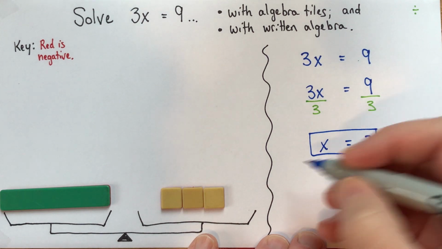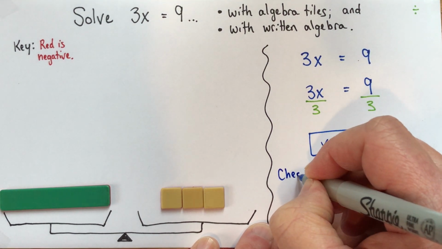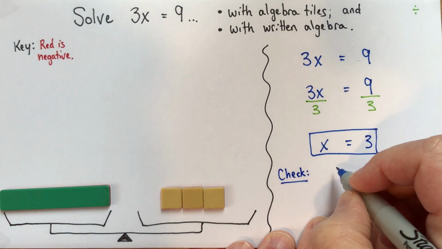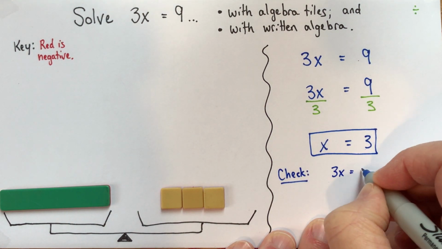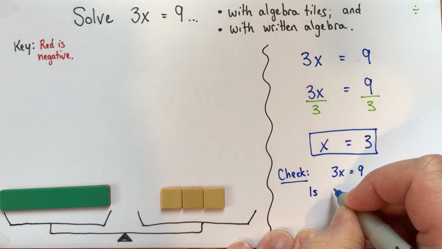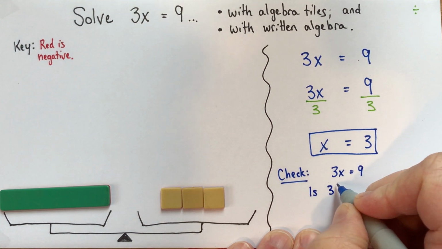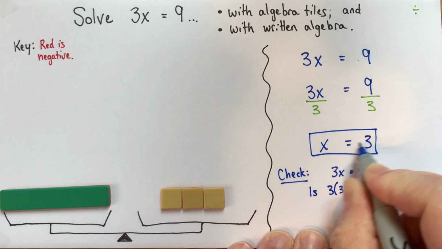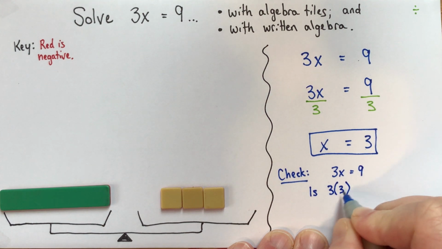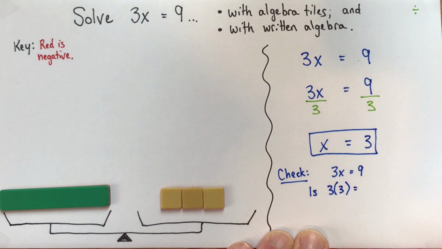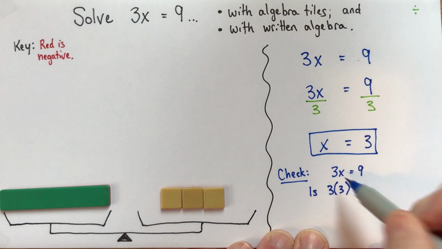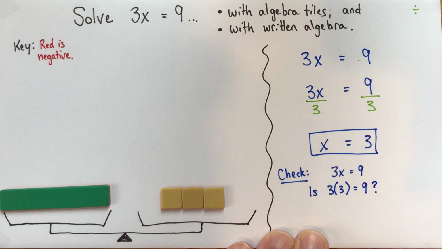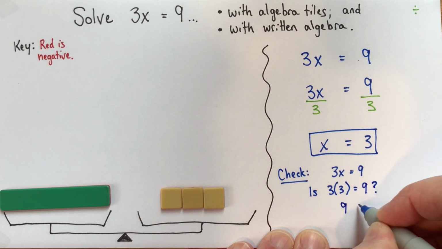I'm going to show you quickly how to check that. We'll write check, so it's clear for someone looking at our work that we're just double checking things. So I'll copy the equation again, 3x equals 9, and I'll write is 3 times 3. The way I'm going to write 3 times 3 is I'm going to put the x that we're substituting, our value of x, into brackets. I don't like to use x as a multiplication symbol when I'm doing algebra because I get it mixed up with a variable x. So is 3 times 3 equal to 9, question mark? Yeah, it is. 3 times 3 is 9.